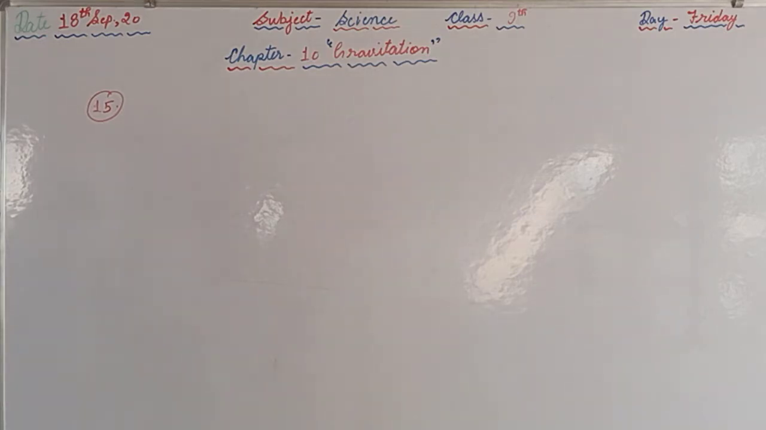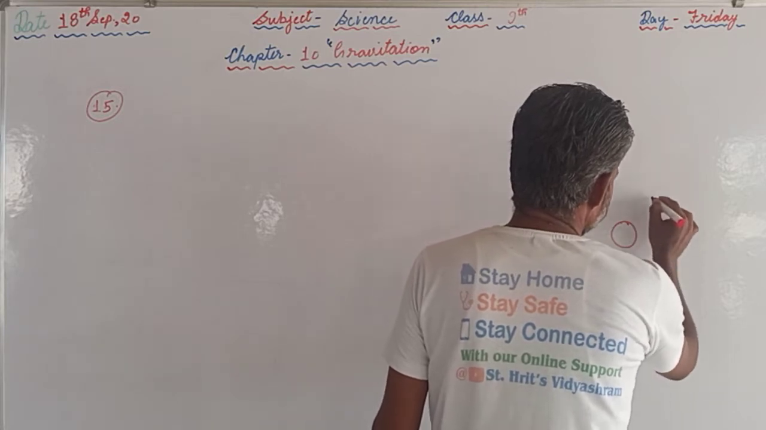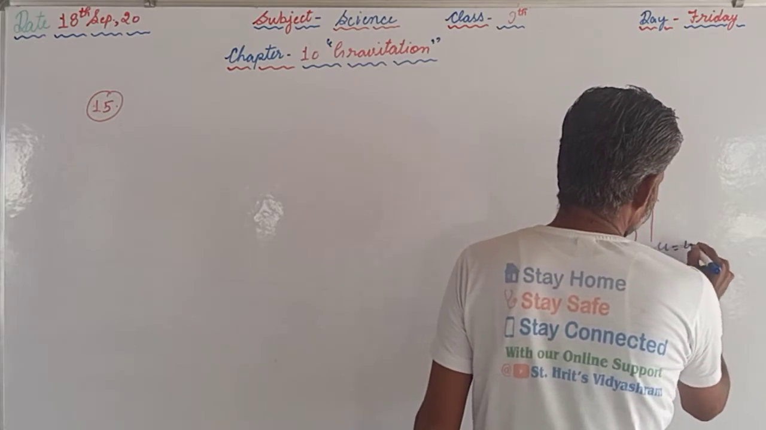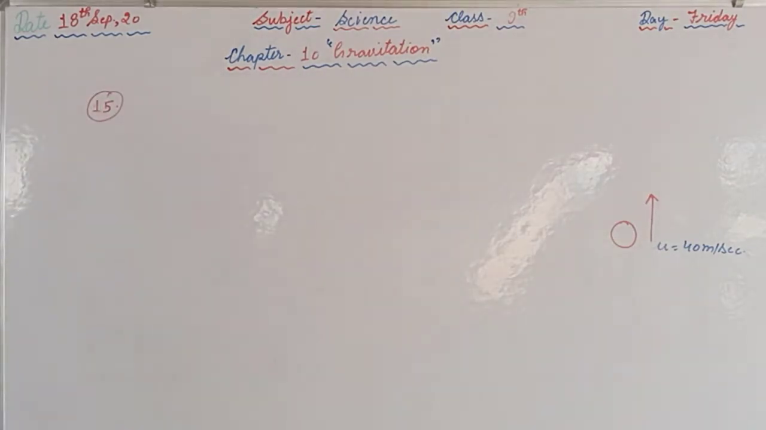A stone is thrown vertically upward with an initial velocity of 40 meter per second. So one stone is projected in the upward direction with the initial velocity of 40 meter per second. Taking g as 10 meter per second square, find the maximum height reached by the stone.